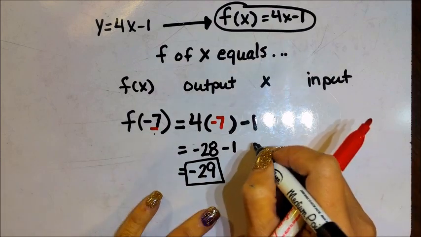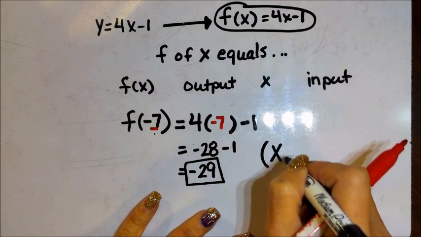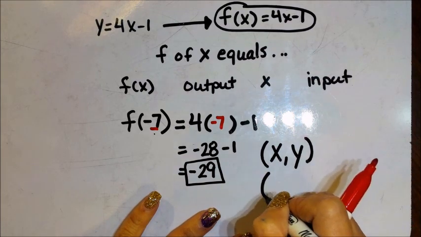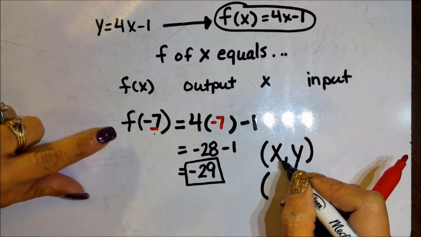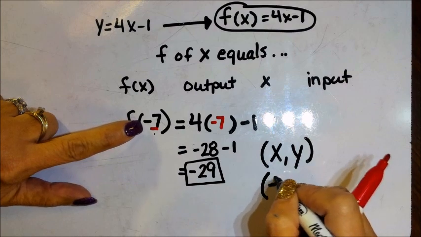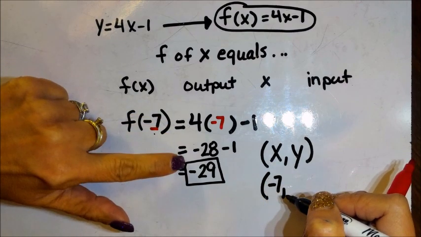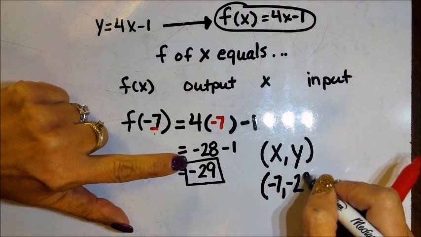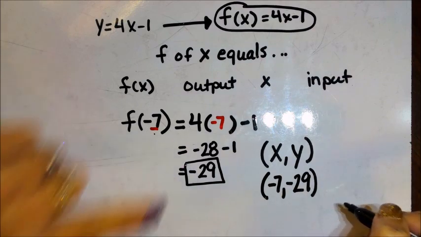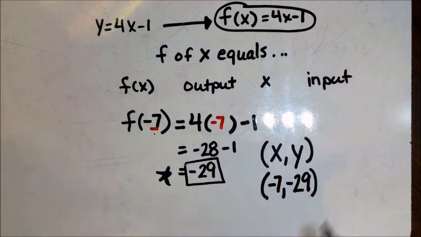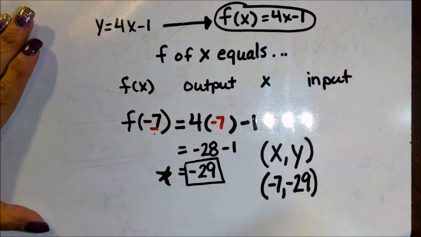So when x is negative 7, y is negative 29. What does that mean? Remember, when you graph, you have x comma y. In this situation, x has become negative 7, and when we input negative 7, the output is negative 29. So there's my ordered pair. This is the answer I'm really looking for, but this is it as an ordered pair.